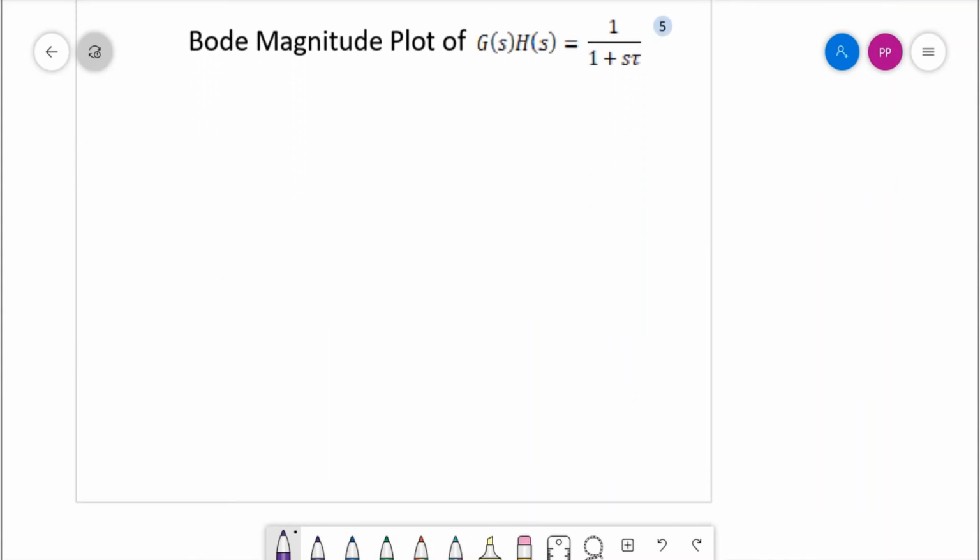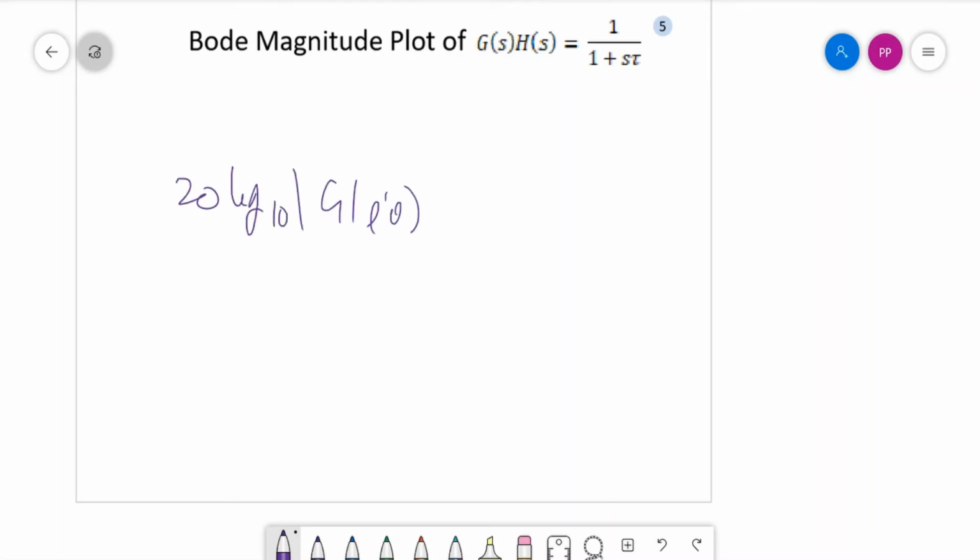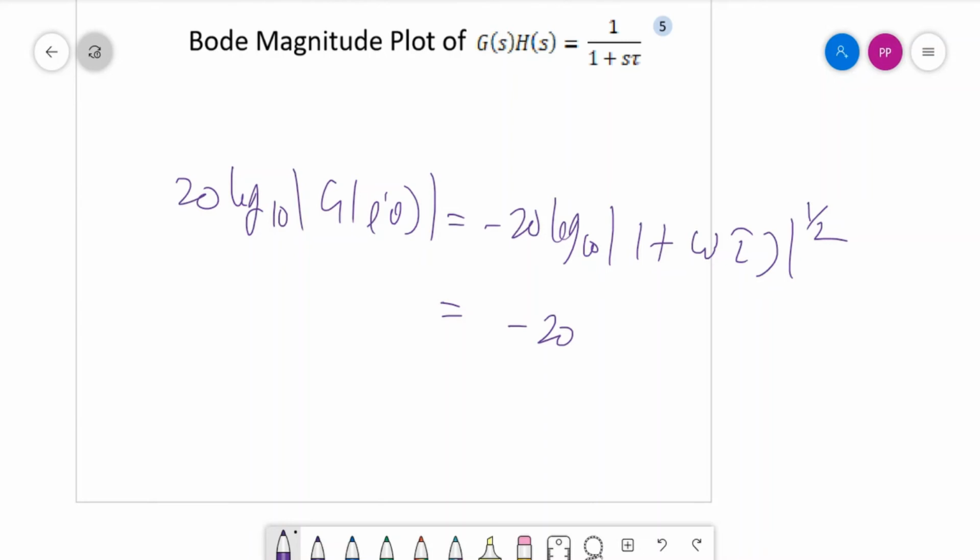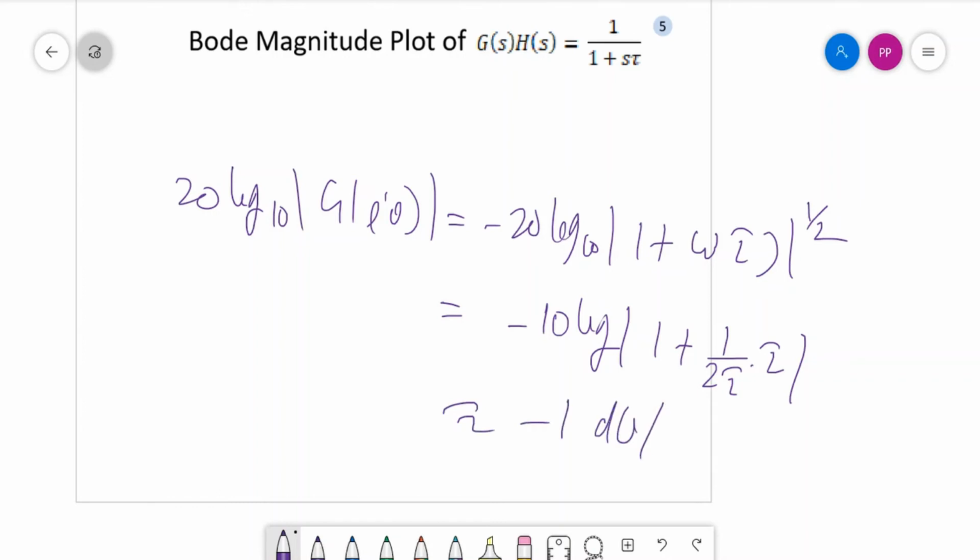So if you want to find out the value of the error at half the frequency or double the frequency, we have to place 20 log base 10 |G(jω)| equals minus 20 log base 10 of |1 + ωτ| to the power 1 by 2. This is equal to minus 10 log base 10 of mod of 1 plus, instead of ω, you place 1 by 2τ into τ. So this will be simplified to give you approximately 1 decibel.